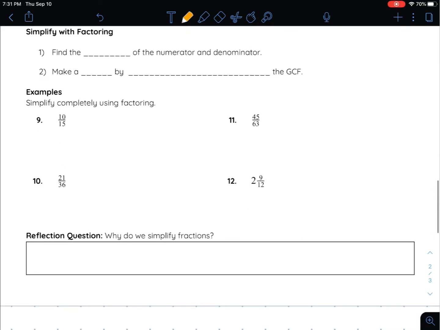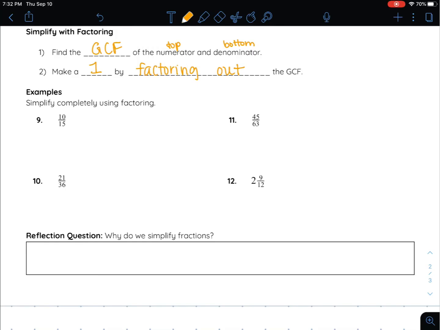Okay? Now, why did we do this? Well, this is actually really useful for dealing with fractions, okay? So we're actually going to take a look at how to apply this to making equivalent fractions or simplifying fractions. Things that you've already done before, okay? Find the GCF of the numerator, the top number, and the denominator, the bottom number, okay? And what we're going to do is we're going to make a 1 by factoring out the GCF, okay? Simplify using factoring.